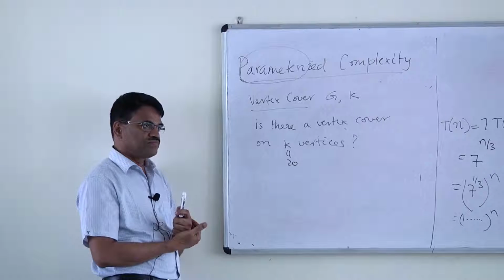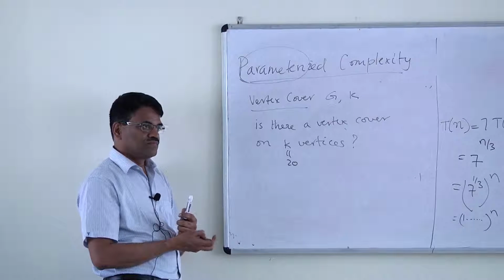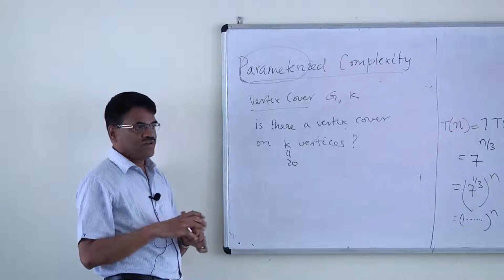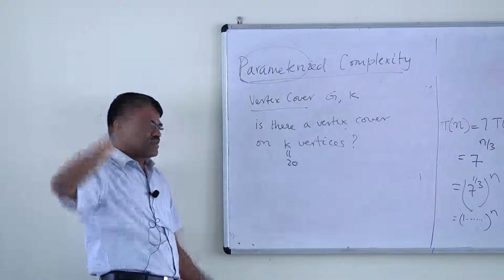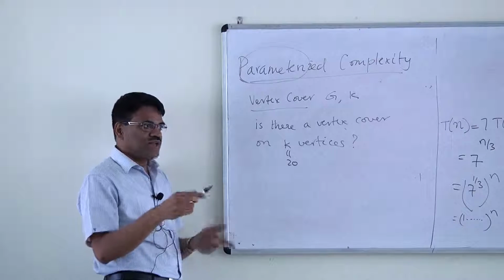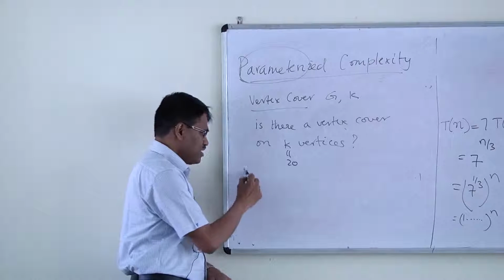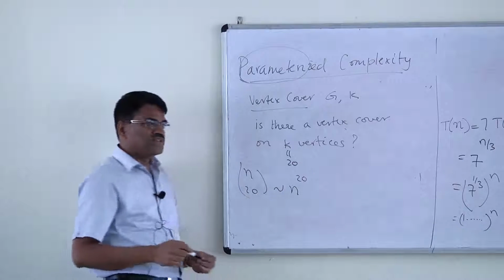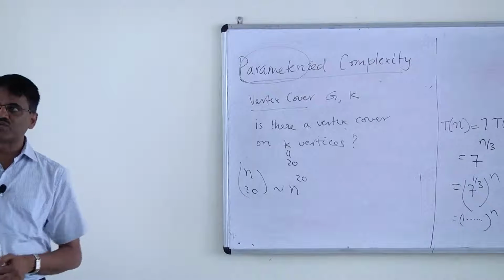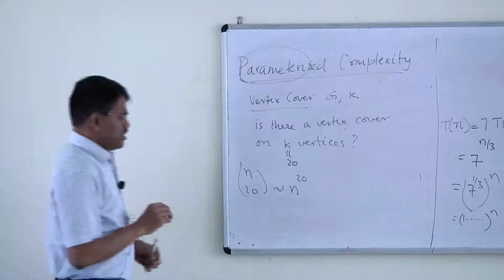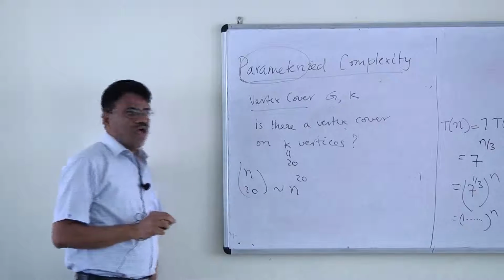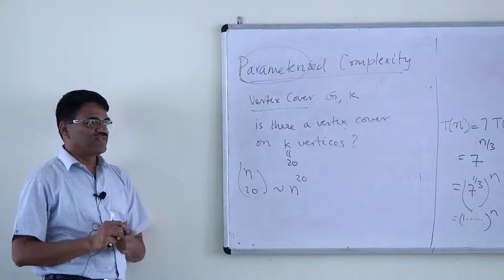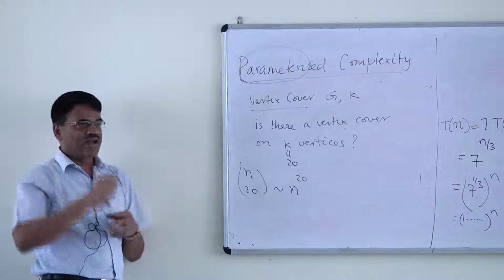How much time does that take? What is the term? Not 2 power n. If I really only care about 20, n may be very large, but it's n choose 20, which is roughly n power 20. It's clearly upper bounded by n power 20, because it's n times n minus 1 times n minus 2, some 20 terms. So it's n power 20. That is actually a polynomial time algorithm in my definition, even though 20 is still a large number.